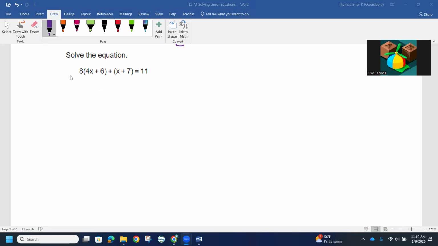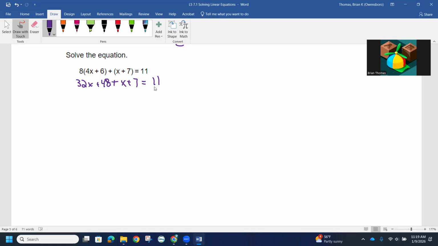So in doing so, we have 32x, 8 times 6 would be 48. And then these parentheses really don't serve a purpose except they're just saying this is the second term. But since there's nothing to do, we can just drop the parentheses and say we have this x plus 7, then this equals 11.